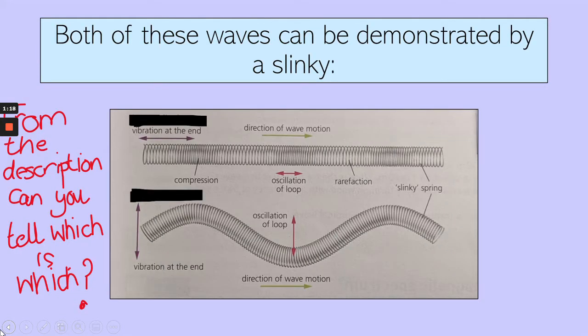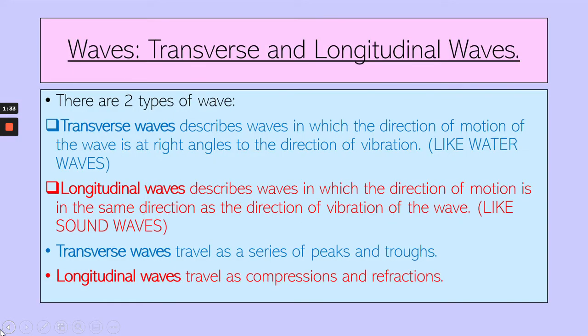Okay, so in the diagram you can see two different types of wave using the demonstration of a slinky. From the descriptions that we've just talked about, I want you to have a think about which one you think is the transverse wave and the longitudinal wave. Read over these descriptions one more time and then think about what wave is which in the diagram.